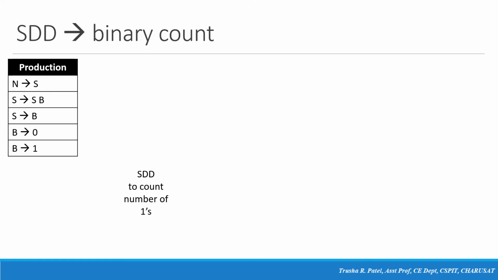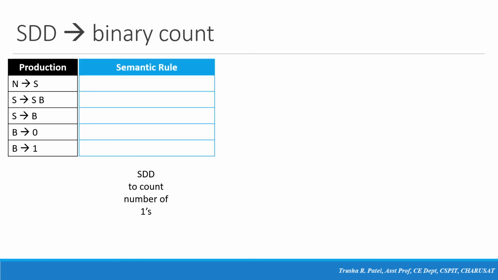Now I want to form the SDD which will count the number of 1s present in my binary number. So I have to attach the semantic rules to this grammar. Now as I want to count only the number of ones, for the production B gives 0, I will use the attribute count. So B.count will remain 0, and B.count equals 1 in case of the production B gives 1.